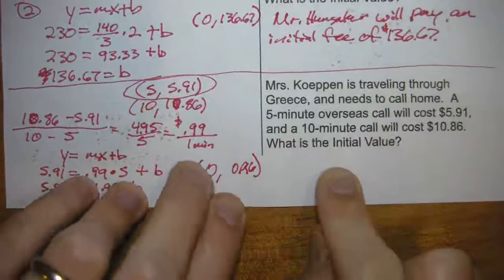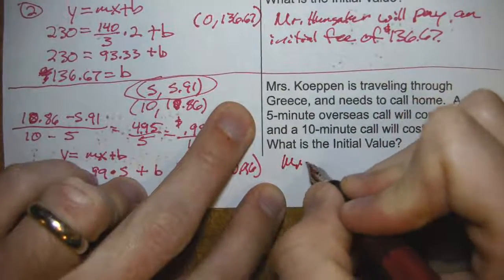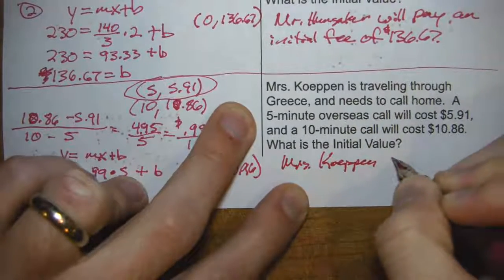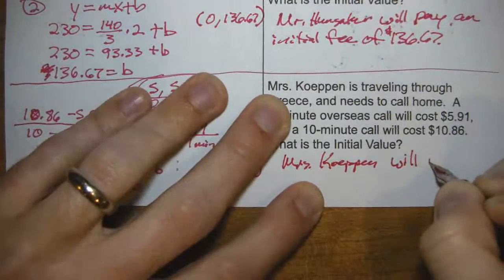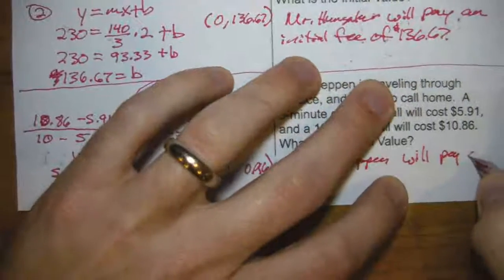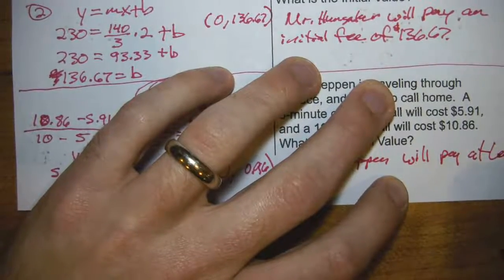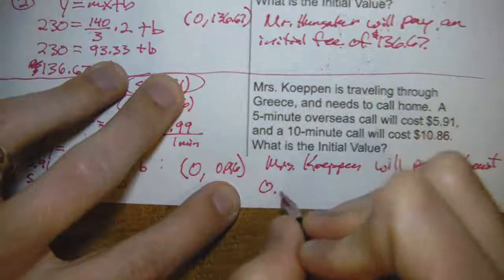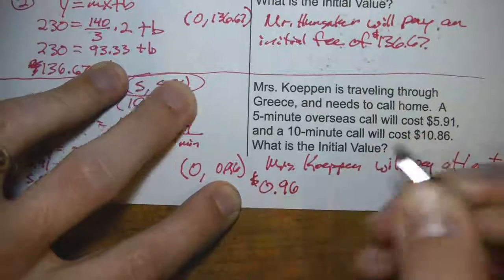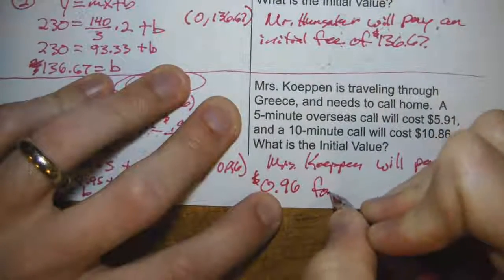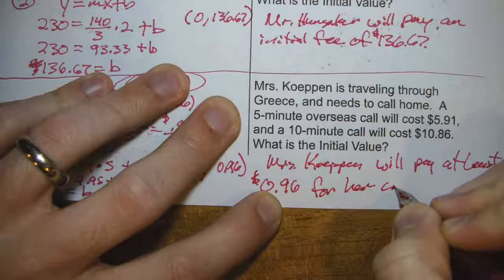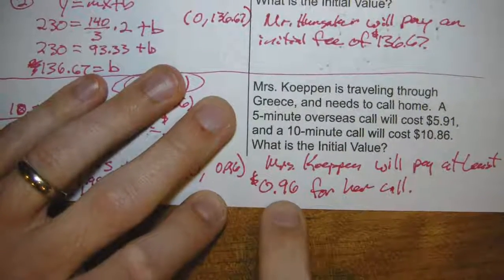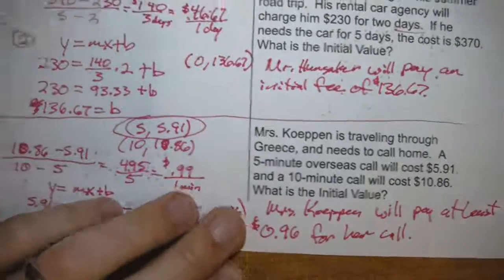If we were going to talk about it in context, we would say that Miss Keppen will pay at least, what did we say, 96? Yeah, 96 cents for her call, right? And that's that initial value, or initial fee rather, up front that she'll have to pay, plus whatever it is per minute.